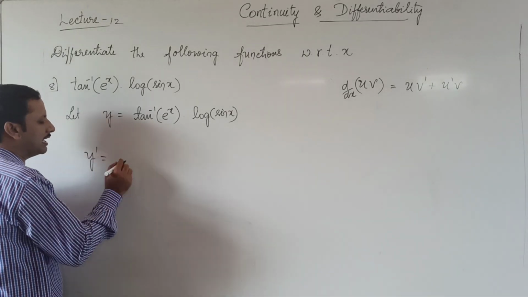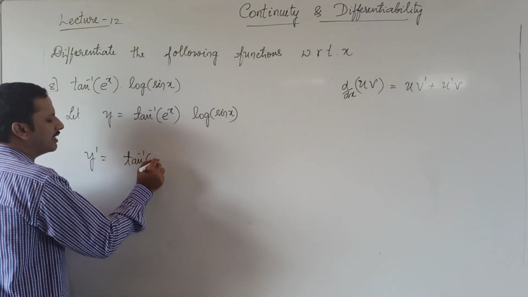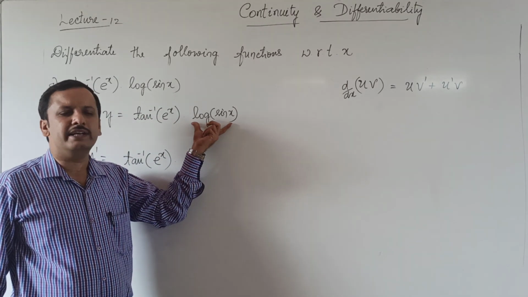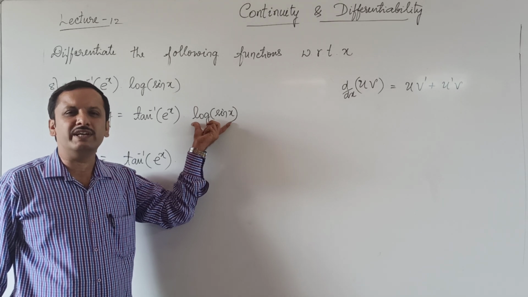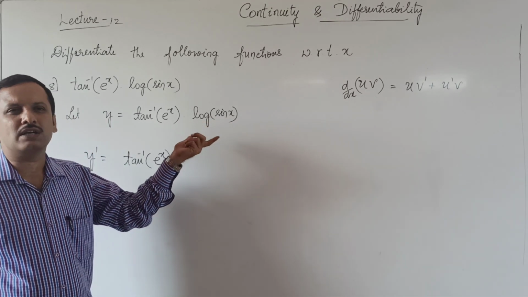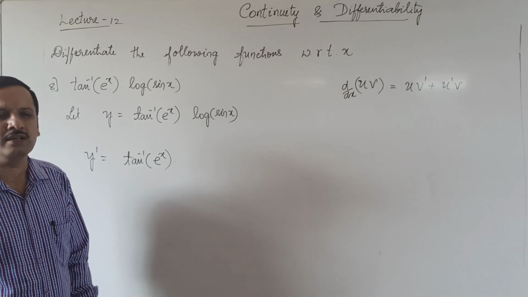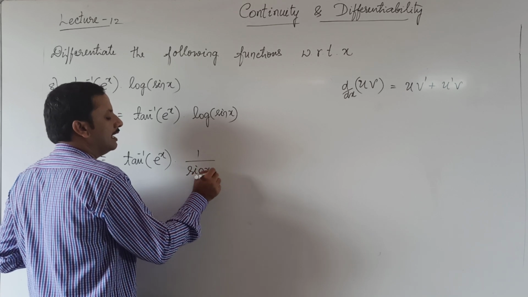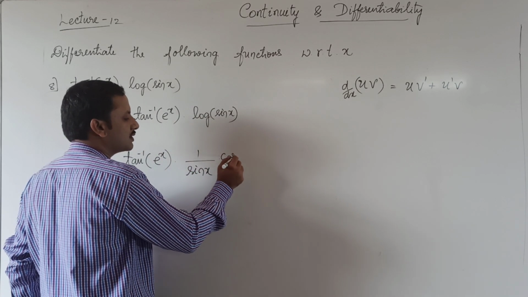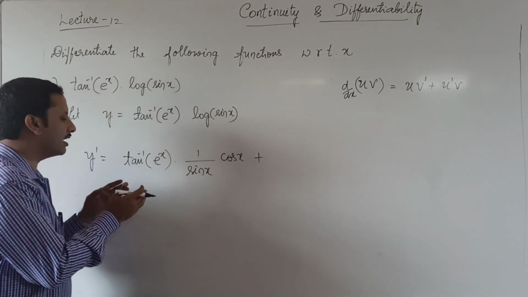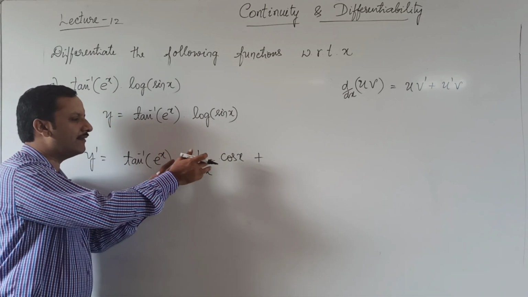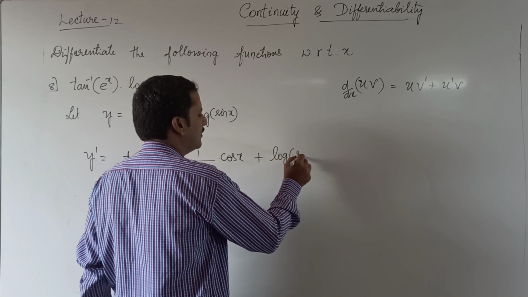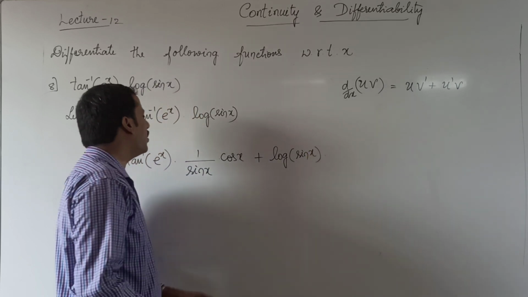So now the first function I will keep as is, tan inverse of e power x, into, now I would like to differentiate the second function. I want the derivative of log sin x. The derivative of log x is 1 by x. So the derivative of log sin x is 1 by sin x into the derivative of sin x, which is cos x, plus, see here what I did is first function into derivative of the second, plus second function, which is log sin x, into the derivative of the first.